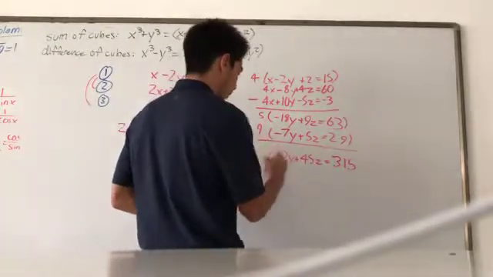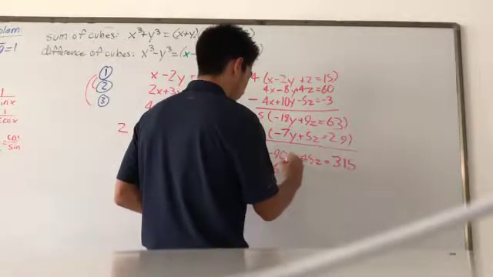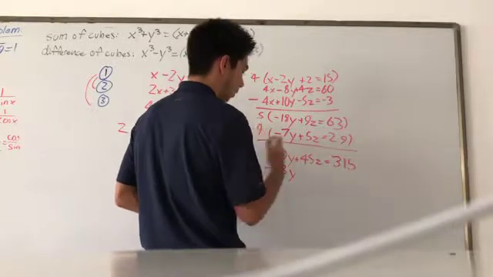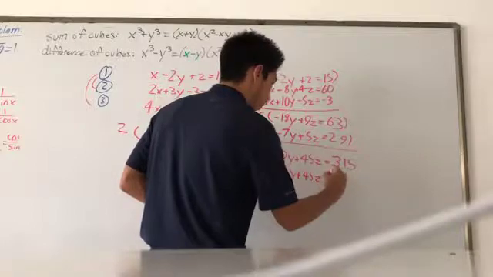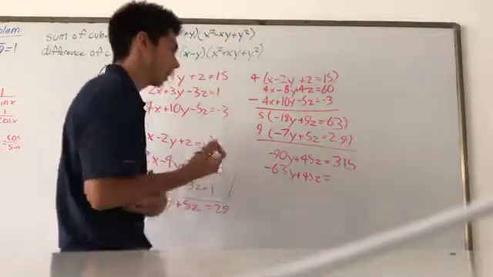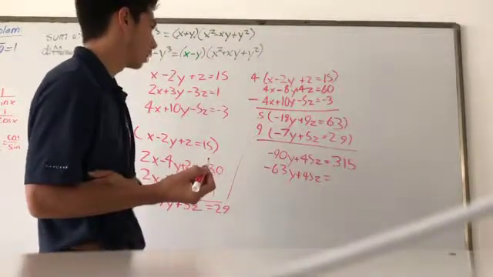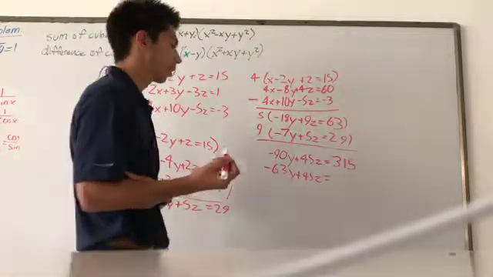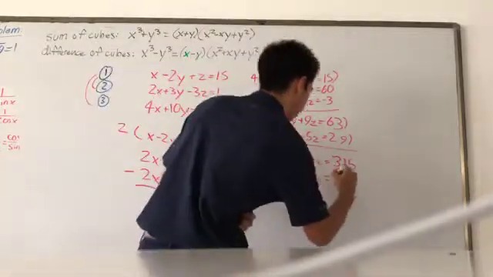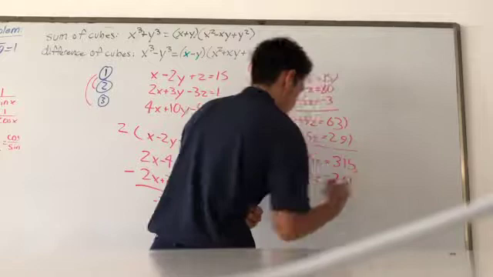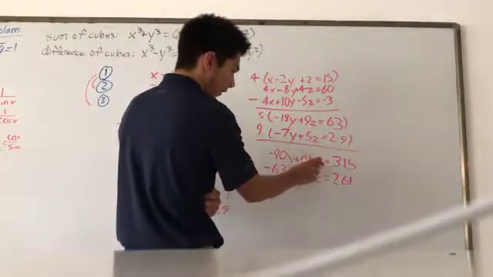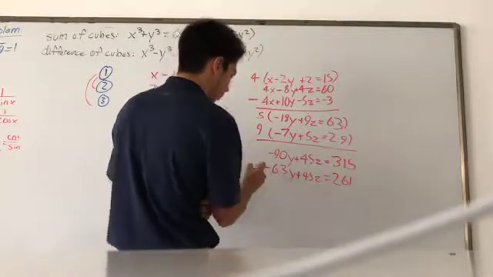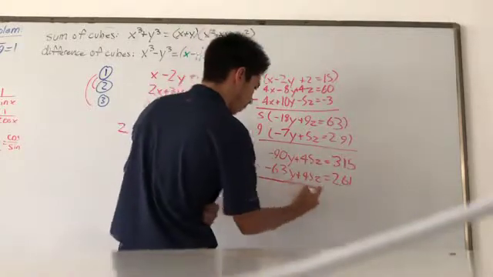And then I'm going to do the same thing over here. Negative 63y, 9 times negative 7, plus 45z. And now 9 times 29 should be 180 plus 81, which should be 261. Okay? Since I want to get rid of 45z, I'm going to subtract from everything.